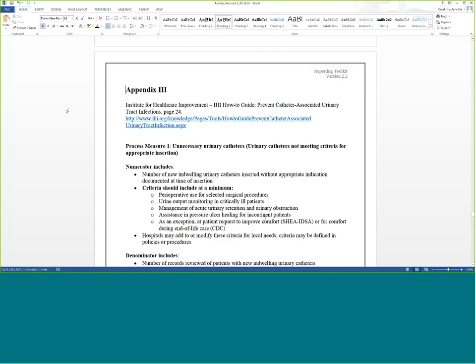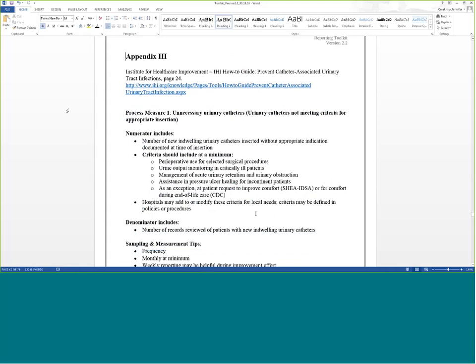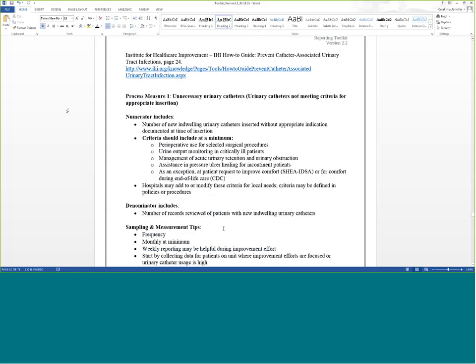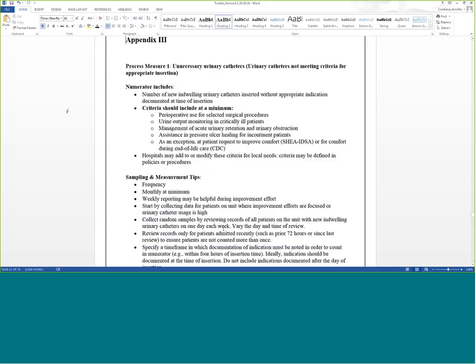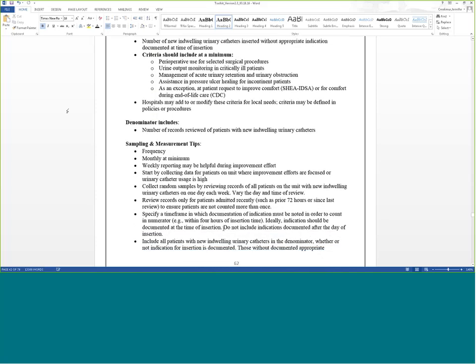You just click on that. This is also in the toolkit. This gives you criteria that can be included at a minimum for inserting a catheter. So this gives you some information that's helpful. And the other nice thing about the appendix here is it gives sampling and measurement tips, because please remember on all self-reported measures that we do encourage sampling and that is accepted.